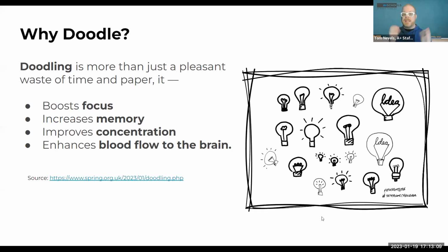It also helps us to attach something to memory, to create memories better, have better recall of information, helps us concentrate more. And it also helps blood flow to the frontal cortex part of our brains, which are the parts of the brains that we really want our students to be using in terms of regulating their emotions, regulating their decisions, executive function. So doodling is not just a pleasant waste of time and paper. It actually helps us and our students to do a lot of the things that we really want them to do in order to be successful when it comes to school.